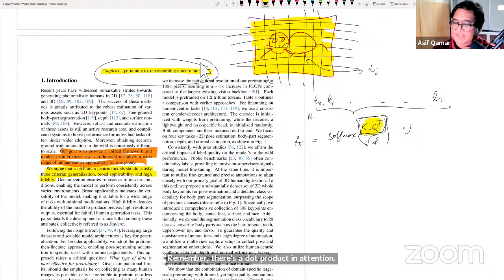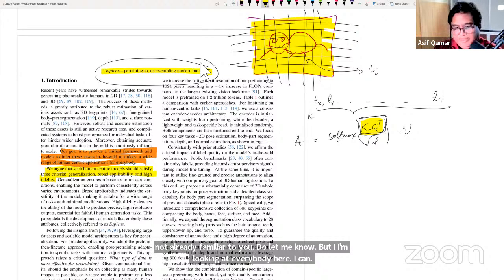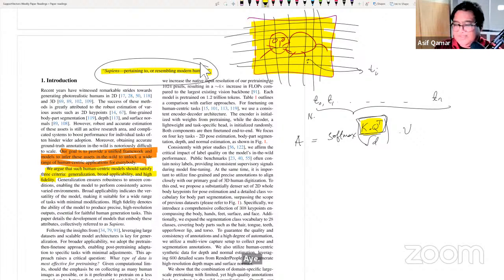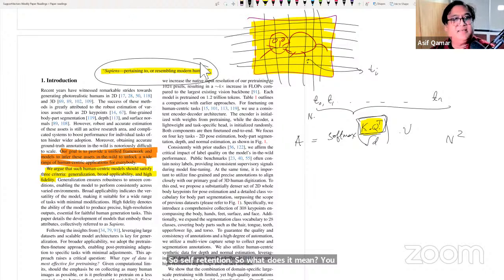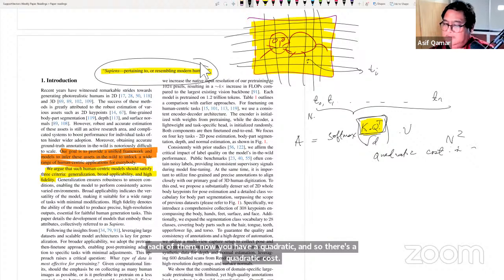If anybody would want me to explain this, and this is not already familiar to you, do let me know. But I'm looking at everybody here, and I can pretty much say that most of you were there in my in-depth discussion on attention in the transformer paper, Attention Is All You Need. So self-attention. What does it mean? You have quadratic complexity here. There are n key vectors, n query vectors. And each of them, now you have quadratic attention. There's a quadratic cost in an attention head.